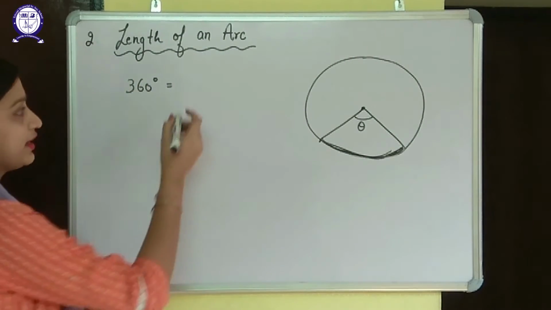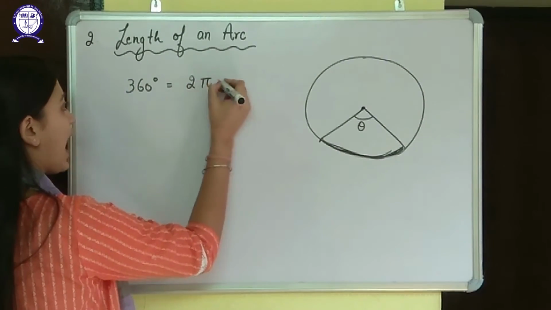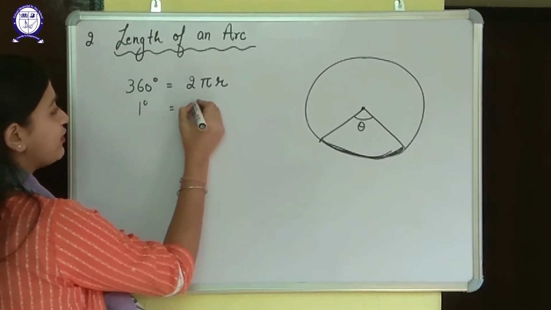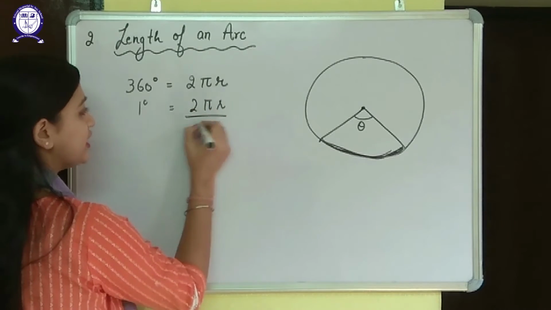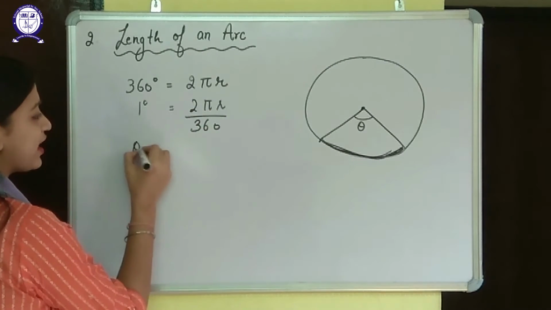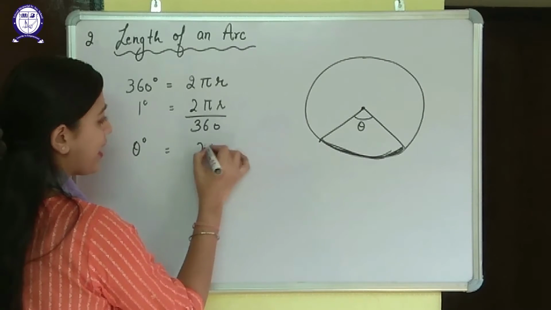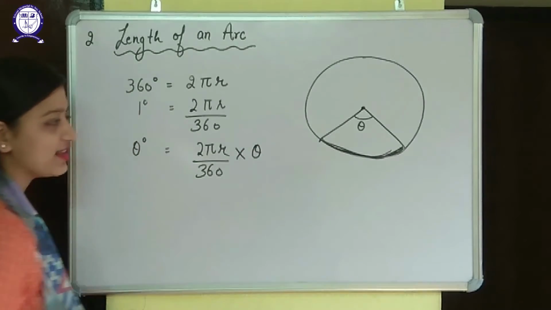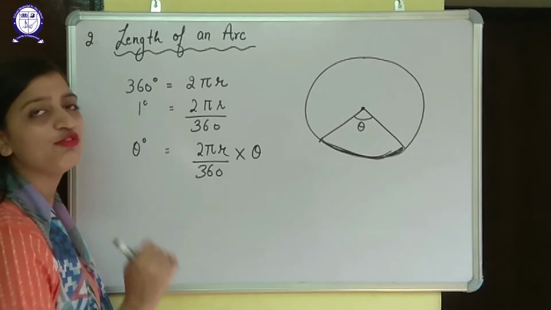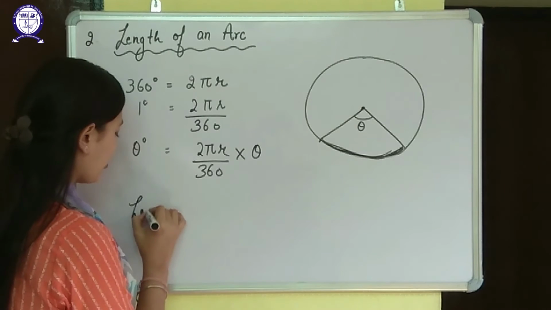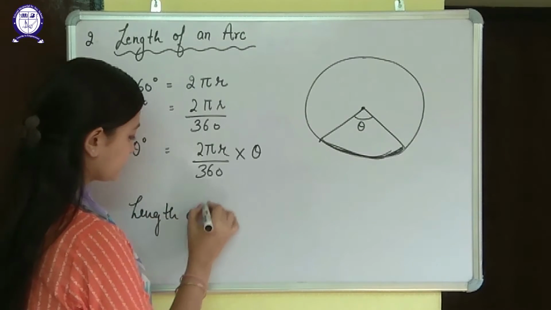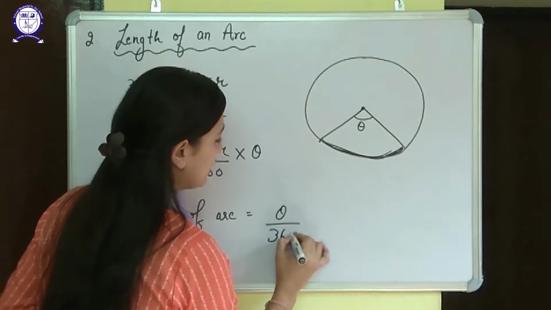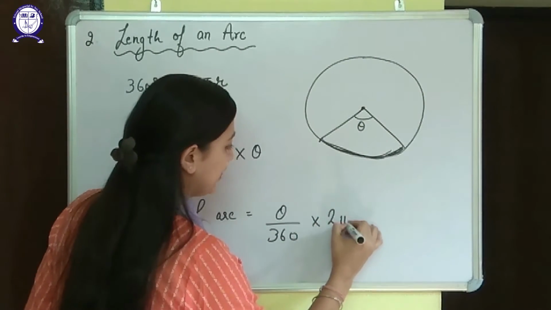So in 360 degree, it will have 2 pi r as the boundary. So for 1 degree, it will have 2 pi r upon 360. So for theta degree, it will have 2 pi r upon 360 into theta as the length of arc. So this is the formula for length of arc. Length of arc is theta upon 360 into 2 pi r.